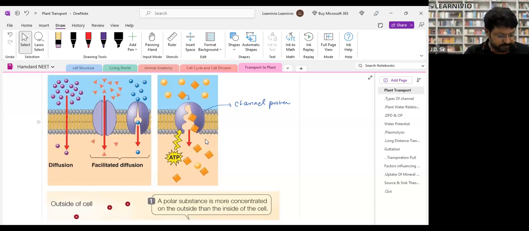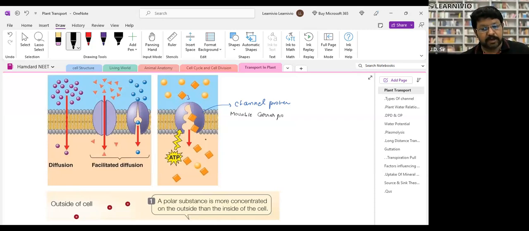In active transport, the movable carrier proteins are called pumps. Here we use the term pump for this carrier protein, right? Clear? Not for the other channels we use it, right? So the word pump is used for the active transport. Full stop.